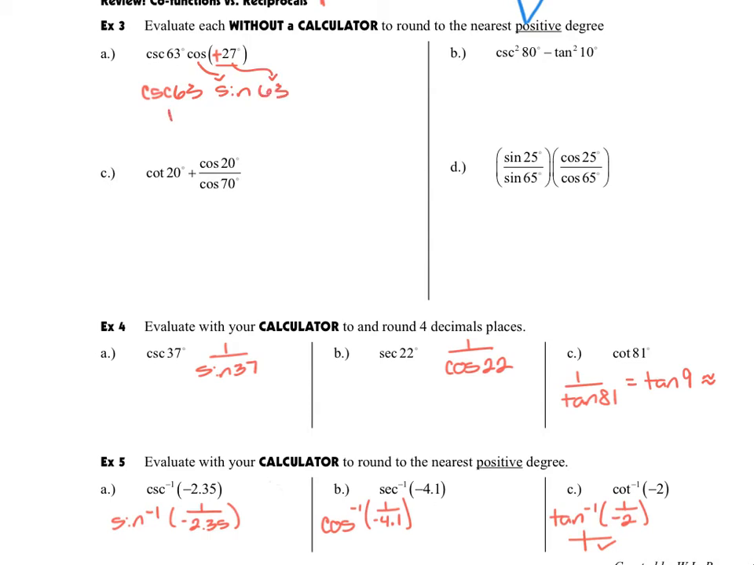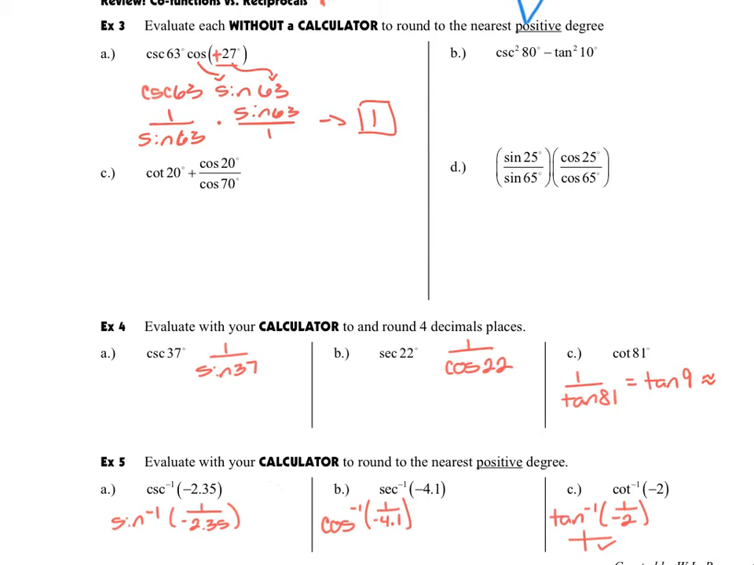Now we can easily see how this problem is going to be simple. Our cosecant 63 can be rewritten as 1 over sine 63 times, of course, sine 63 over 1, which gives us a nice simplification to a 1.